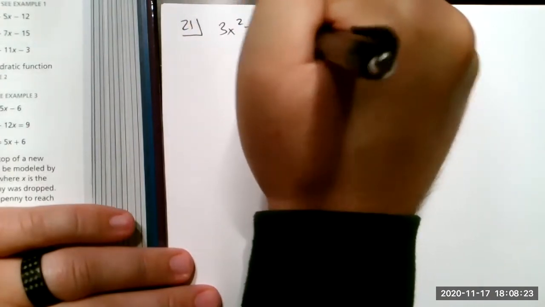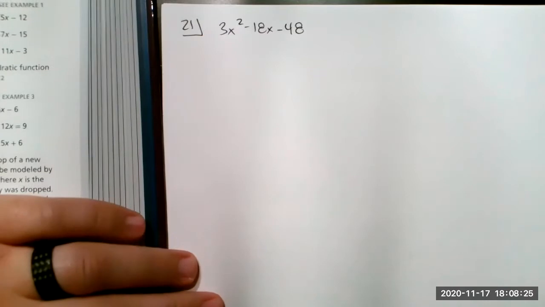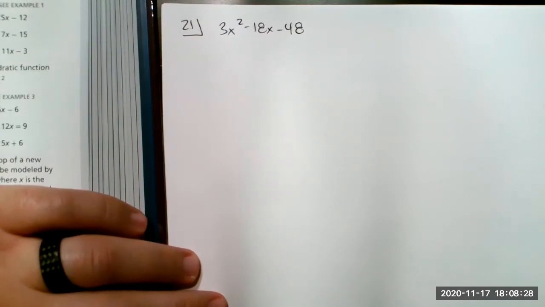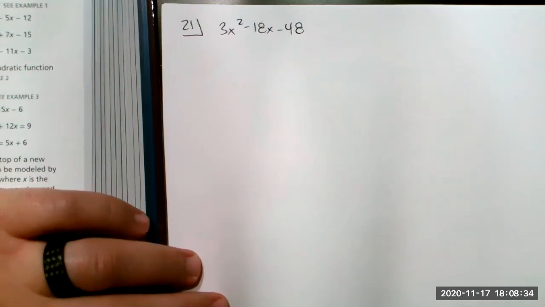All right. So now we could probably go a little bit quicker through these. So let's take a look. 21. 3x squared minus 18x minus 48. So again, I'll start going a little bit quicker, but still trying to explain the steps. So if I'm losing you with 21, rewind the video and go back and watch the other ones a little bit slower.